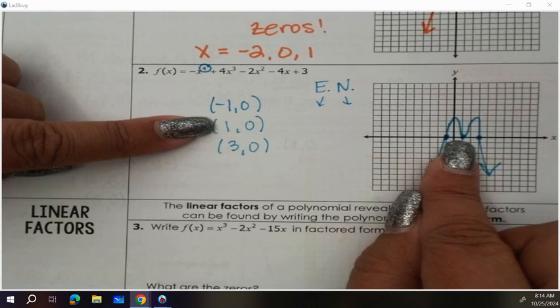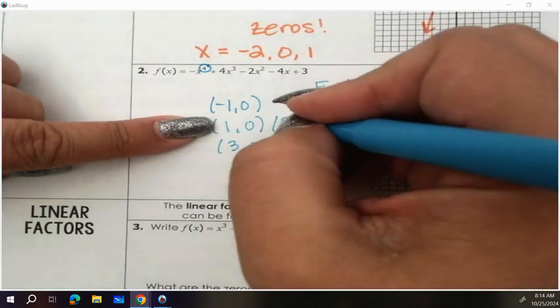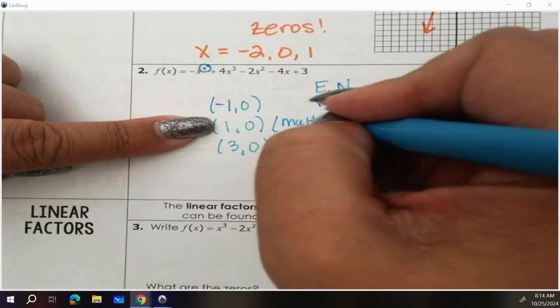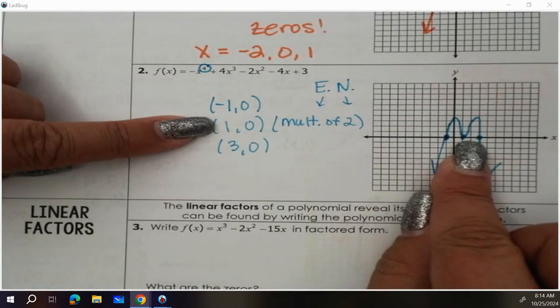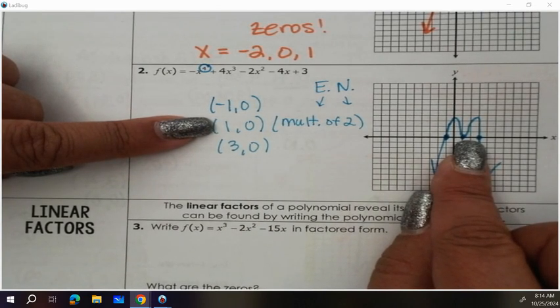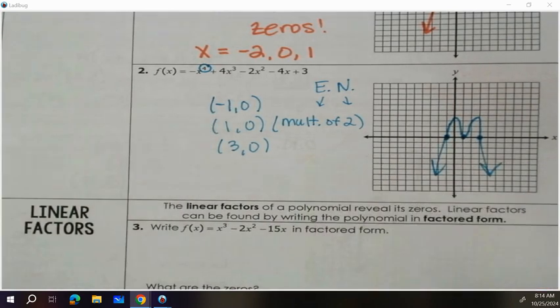And when it bounces like a ball like that, it's called having a multiplicity of 2. It means it's happening twice. When it bounces, that means that it's actually happening 2 times. It's not crossing, it's bouncing. It's called having a multiplicity of 2, and we're getting ready to write all of that down.